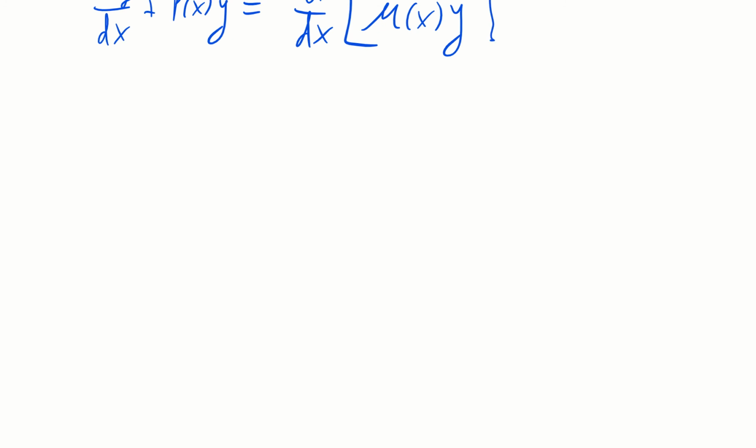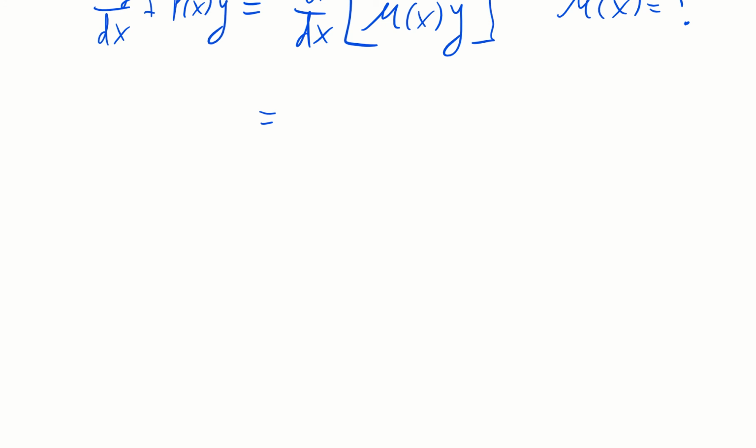So the goal here is that we want to write dy/dx plus p of x times y. We're hoping that we can write it as the total derivative of some function mu of x times y, where mu of x, we have no idea what it is. Okay, it's some special function. We hope it exists, but let's see what that would look like.